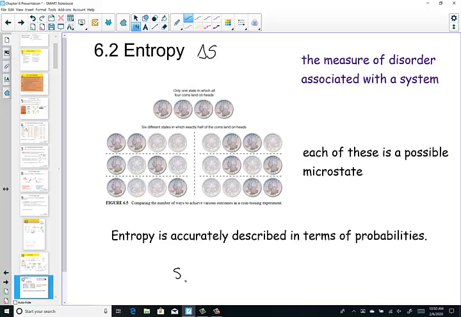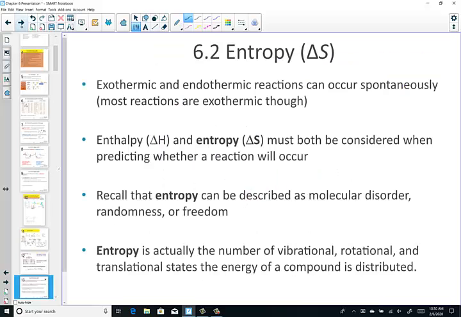And a spontaneous reaction favors positive entropy. We want the system to become more chaotic as a driving force for a chemical reaction. So entropy is the second thermodynamic property to consider in addition to the enthalpy unit delta H. Remember that entropy is just chaos, molecular disorder, randomness, freedom to move.